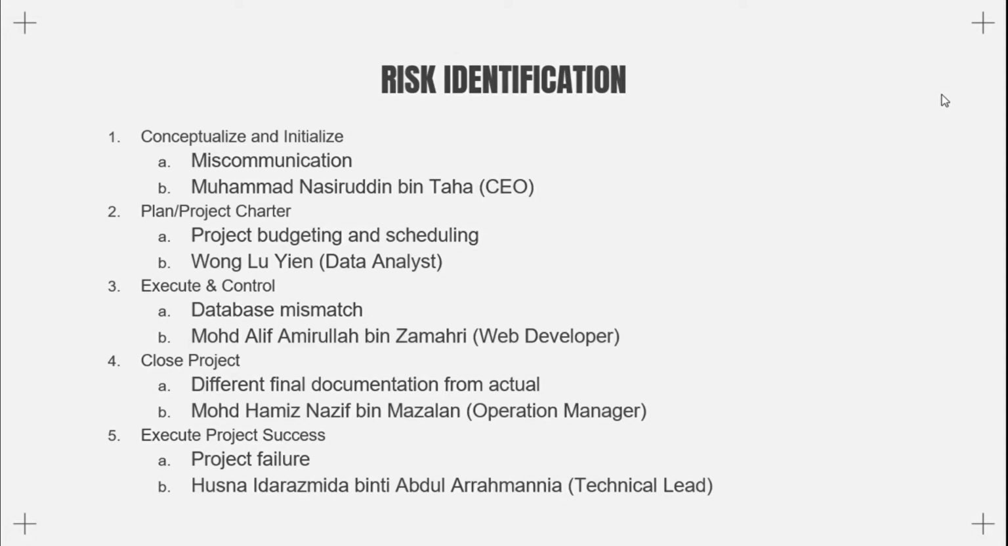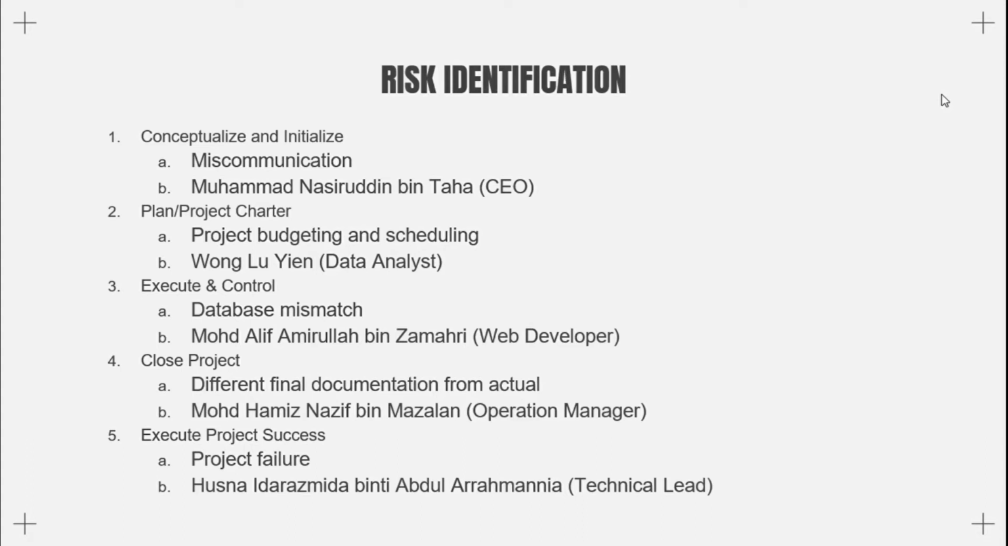The fourth phase is close project. The risk that could happen in this phase is mainly on documentation, where the final documentation is different from what was done in each phase. The person who needs to make sure project closing is done properly is Muhammad Hamis Nazif bin Mazalan. He needs to document and record each phase in a proper documentation form.